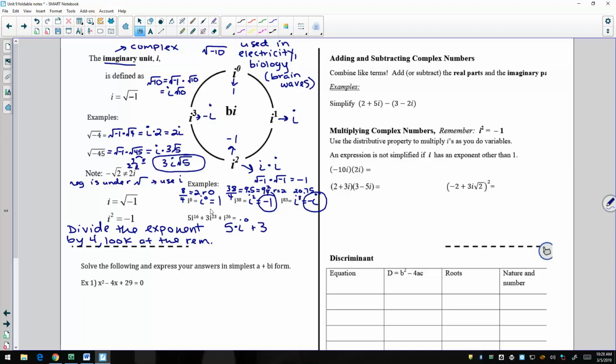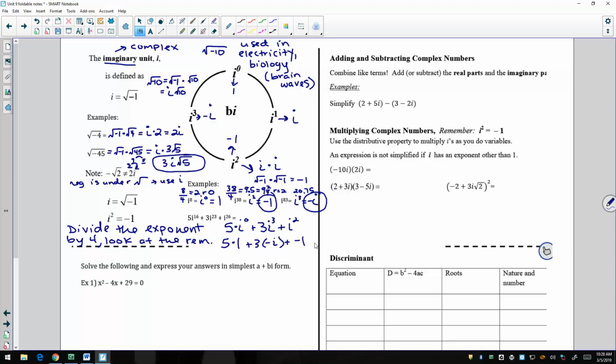23 divided by 4 is 5.75. That means it has a remainder of 3 because that's 3/4. And then 26 divided by 4 has a remainder, it's 6.5, so that's a remainder of 2. So that's the same as I squared. Now I'm going to rewrite what each of these i's equal up here from my chart. I to the 0 is 1. I cubed is -I. And then I squared is -1.